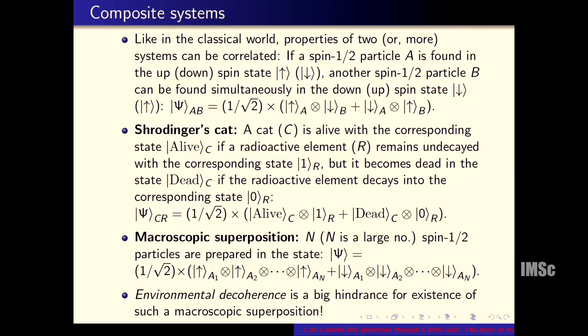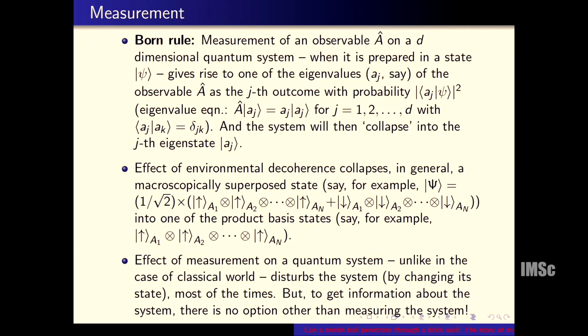This is what is known as environmental decoherence. Environmental decoherence is a big hindrance to the existence of such macroscopic superpositions. This is also one of the reasons why it was very challenging to experimentally verify macroscopic quantum tunneling, not just because of superposition, but because of environmental decoherence.